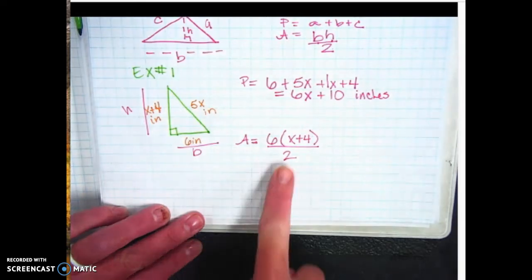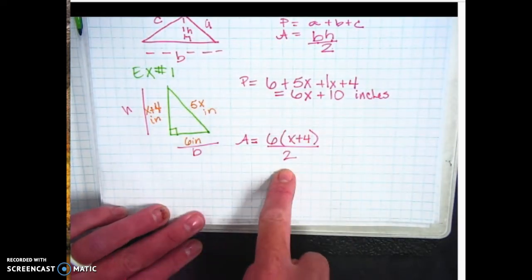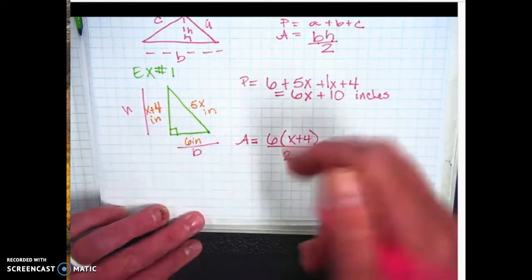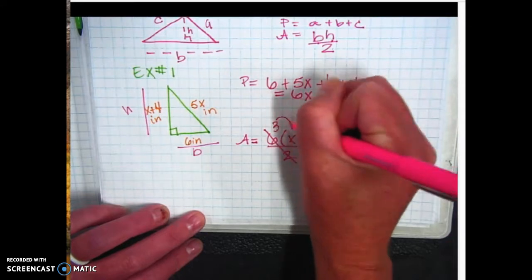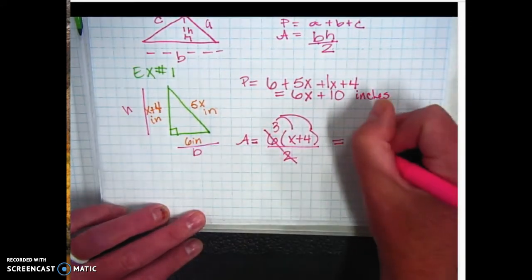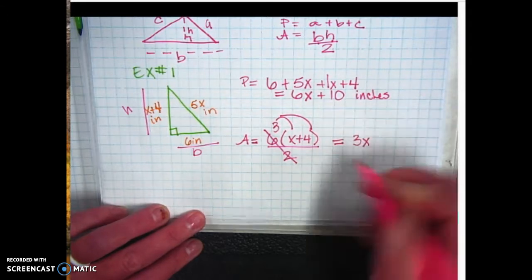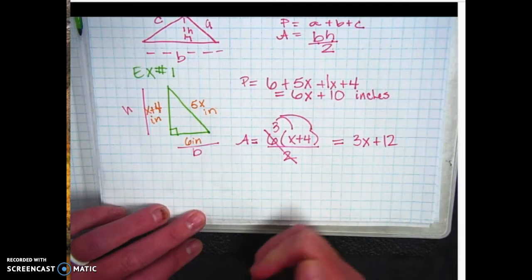Couple ways you can do it. You could distribute that 6 here and here. Or I see that 2 goes into 6 evenly, right? How many times? 3. Now all I have to distribute is the 3. So I have 3 times x, which is 3x. And 3 times 4, which is 12. So we have 3x plus 12.